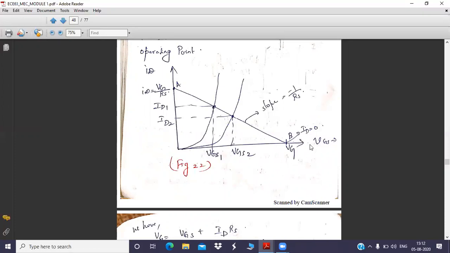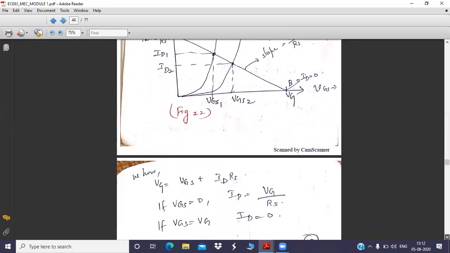What about the axis? In the axis, which parameter are you plotting? VGS. So this is the x-axis parameter, and ID is the y-axis parameter. Understood? So to get any y-axis parameter, you have to set the x-axis parameter as 0. So you are putting VGS equal to 0.